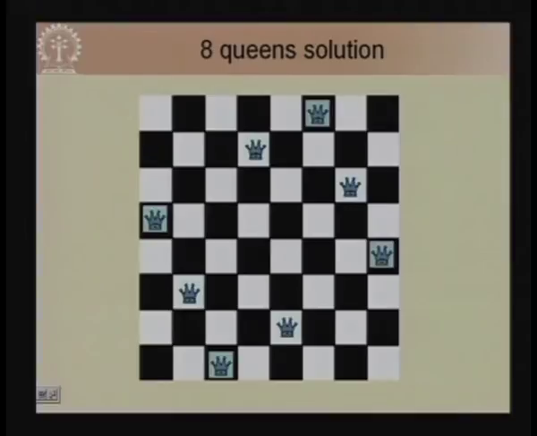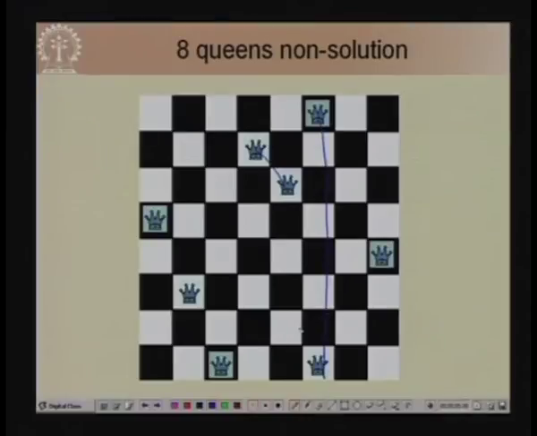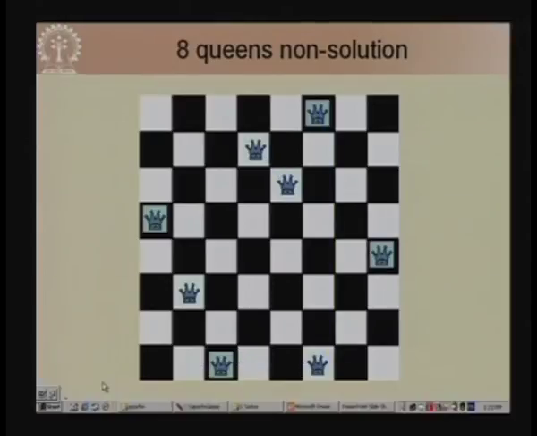So, before we look at this, let us look at a typical solution of the 8 queens problem. This is a valid solution of the 8 queens problem, and you can verify that none of the queens are attacking each other. This is an example of a non-solution to the 8 queens problem. Why is it not a solution? Because these 2 queens are attacking each other, and maybe these 2 queens are attacking each other, and so on. So, this is not a correct solution to the 8 queens problem.